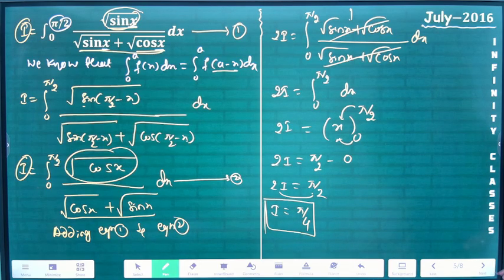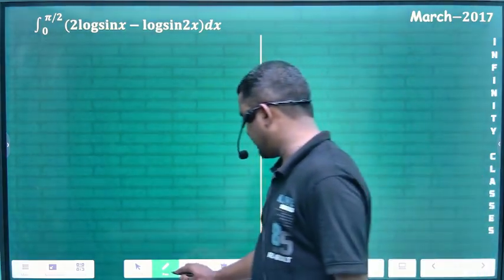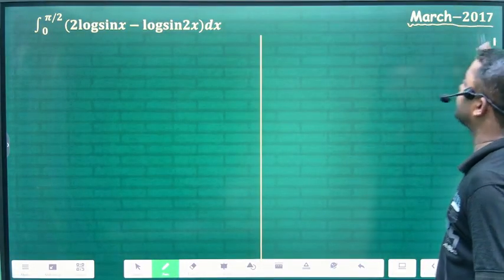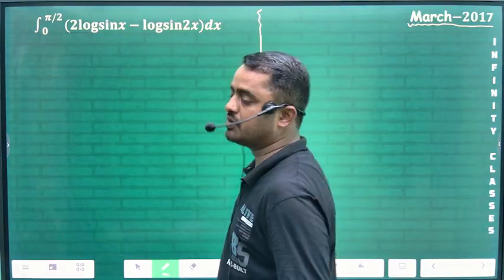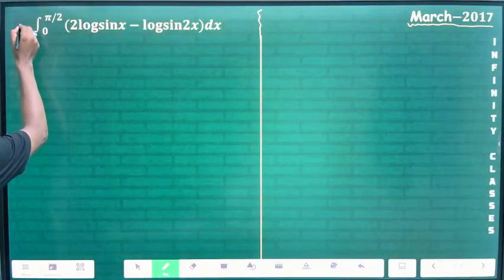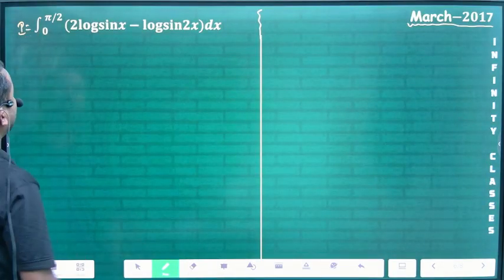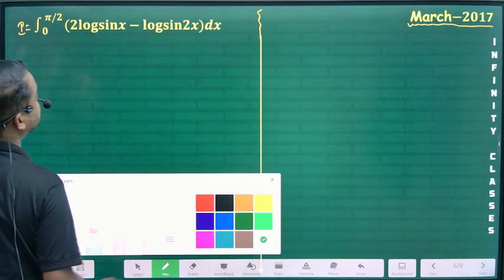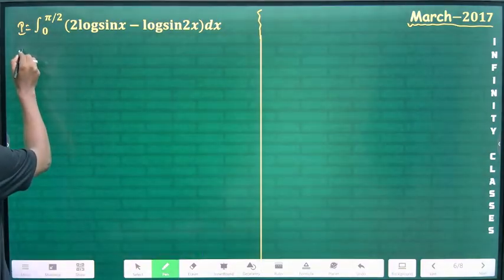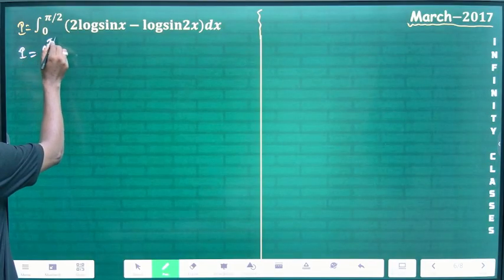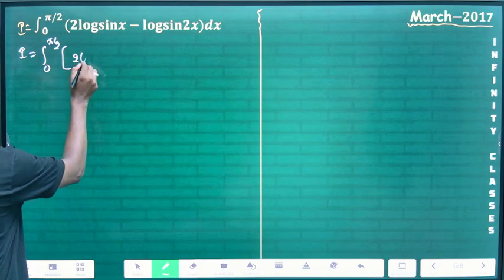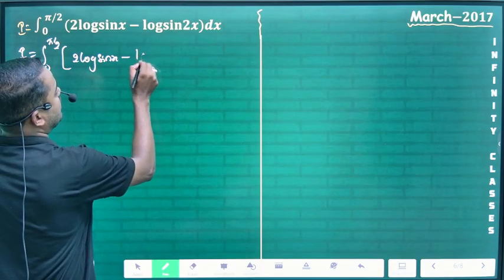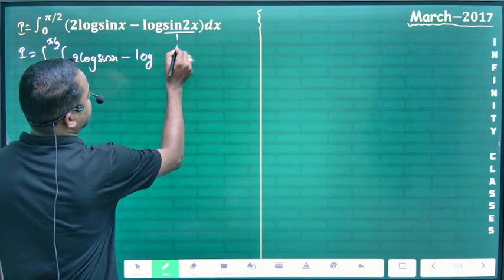So moving to the next problem, that is the third problem. A very important problem that has been asked in the year March 2017. So take the given one first, I is equal to. The very first step, we need to simplify here. I is equal to the integral from 0 to 5 by 2 of 2 log sin x as it is, minus log sin 2x.